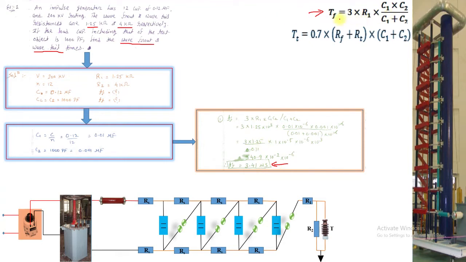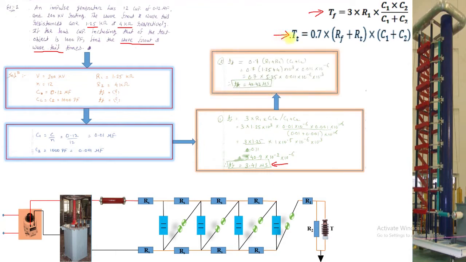Once we have this tail time equation, we can determine the tail time as 40.42 microsecond. So the example is very simple to calculate, it only needs the use of these two equations, wavefront time and wave tail time. Based on these equations, if you have the values of RF, RT, C1 and C2, you can easily calculate the wavefront time and the wave tail time. So the wavefront time for this example 1 is 3.41 microsecond and tail time is 40.42 microsecond.